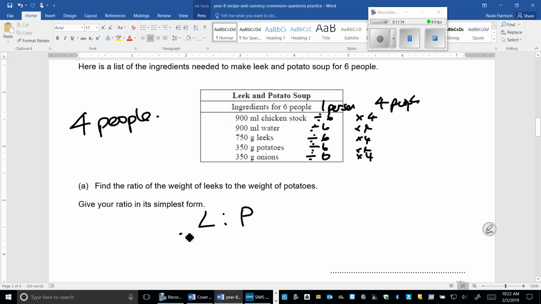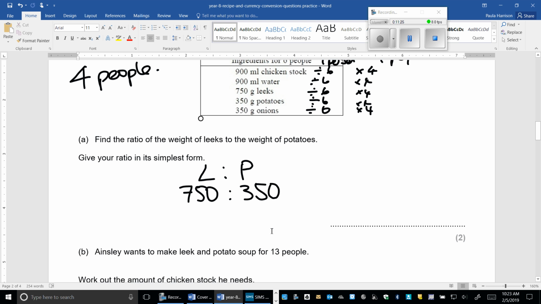It's 750 grams to 850 grams. Then reduced, it's 15 to 7. Thank you. So our first step, though, was to literally just look at the leeks and the potatoes. They're both in grams, so we don't have to worry about writing grams.